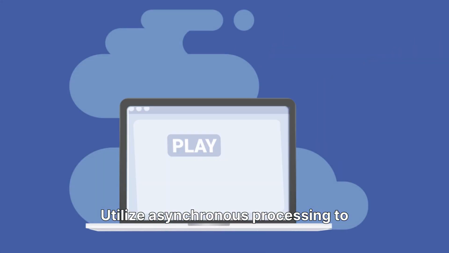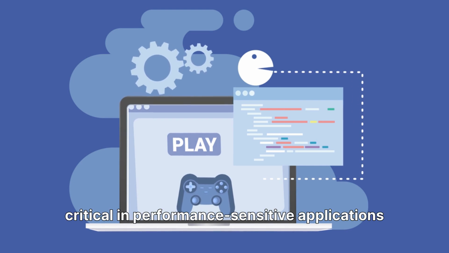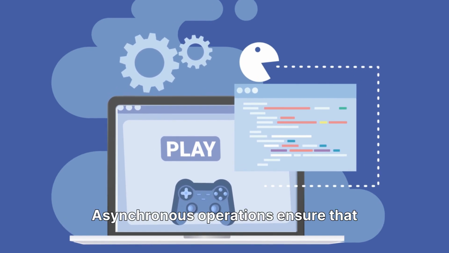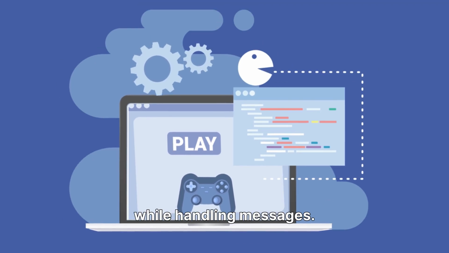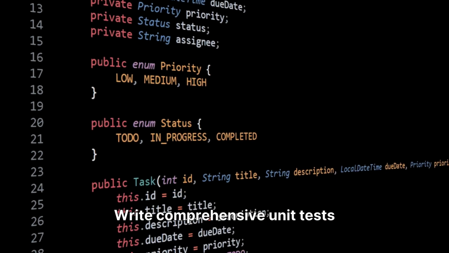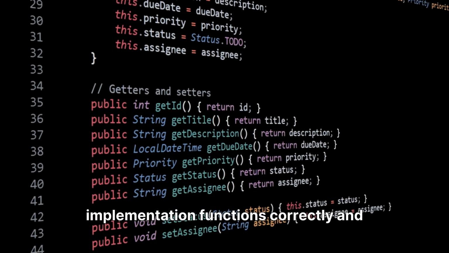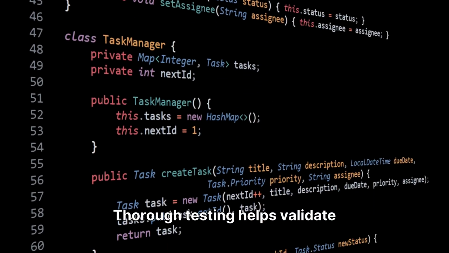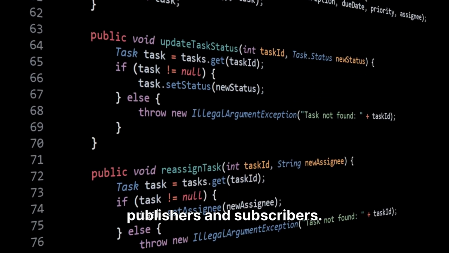Utilize asynchronous processing to prevent blocking the main thread, which is especially critical in performance-sensitive applications like games. Asynchronous operations ensure that your application remains responsive while handling messages. Write comprehensive unit tests to ensure your pub/sub implementation functions correctly and reliably under various conditions. Thorough testing helps validate the message flow and the behavior of both publishers and subscribers.